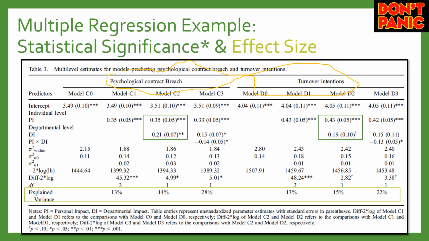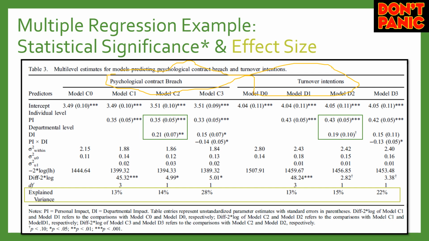Here you can see the explained variance at the bottom, or the effect size. So from the model in D2, we see that individual and departmental level budget cuts combined predicted 15% of the variability in turnover intentions, or in the differences in wanting to quit.